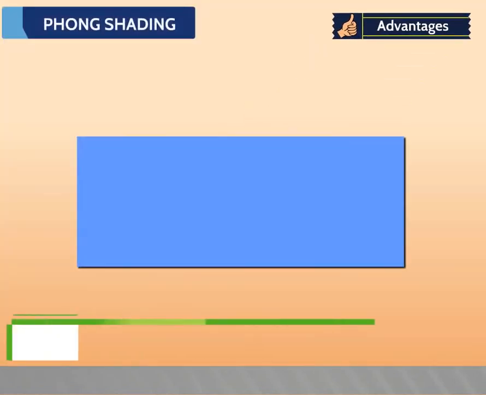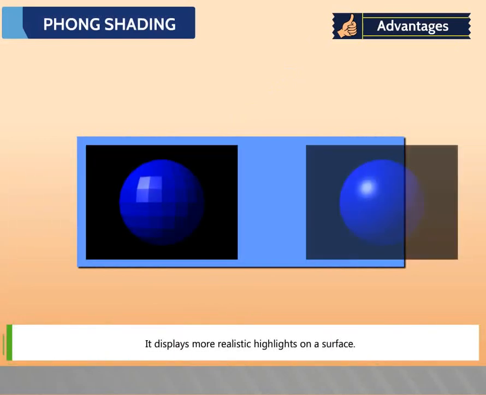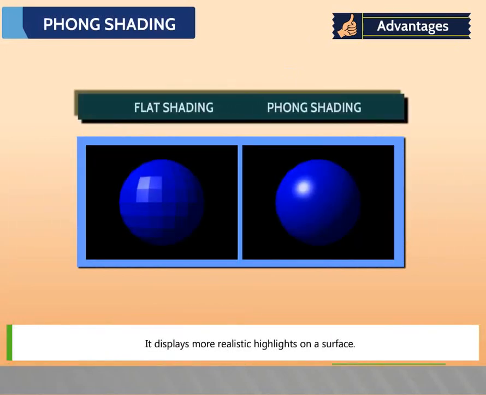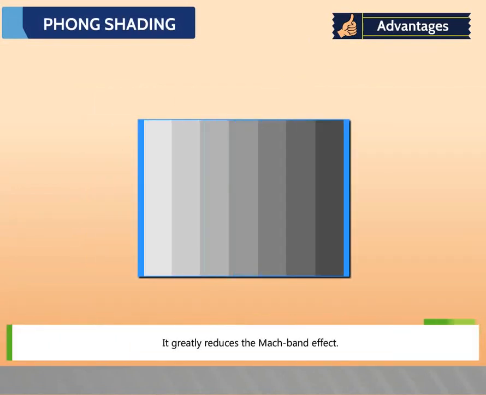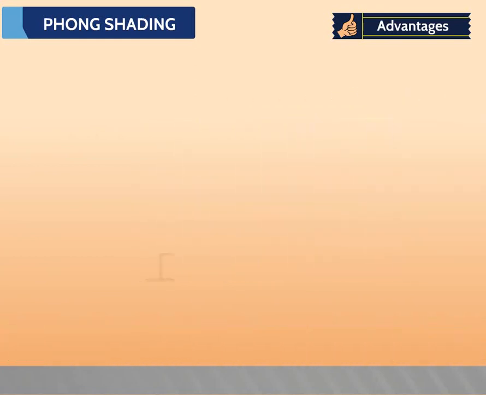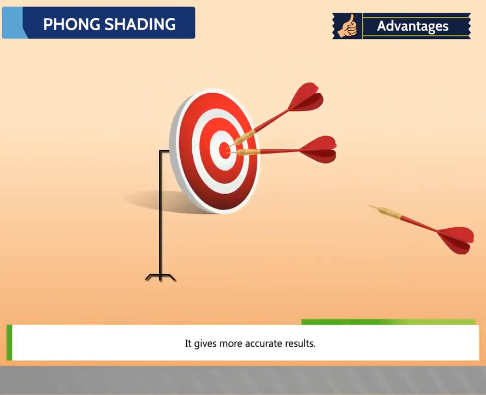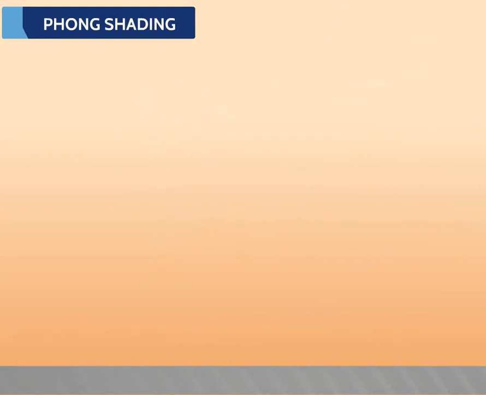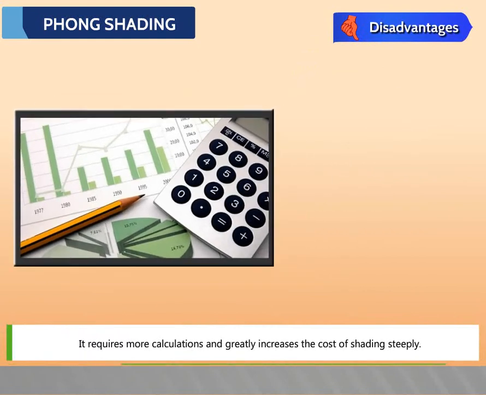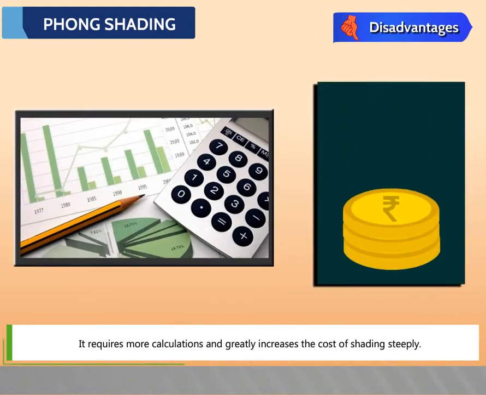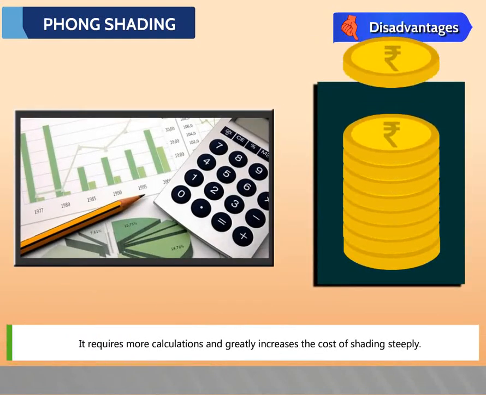Advantages: It displays more realistic highlights on a surface. It greatly reduces the Mach band effect. It gives more accurate results. Disadvantages: It requires more calculations and greatly increases the cost of shading steeply.